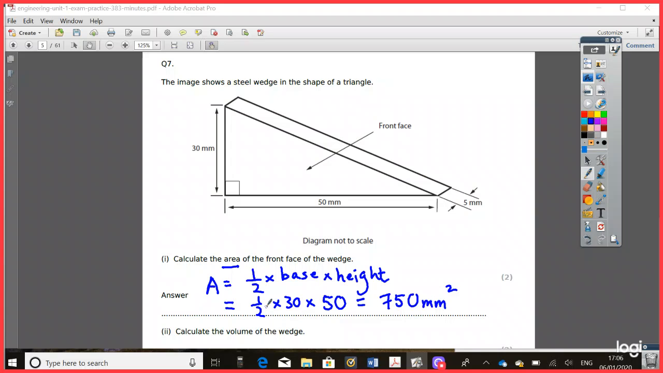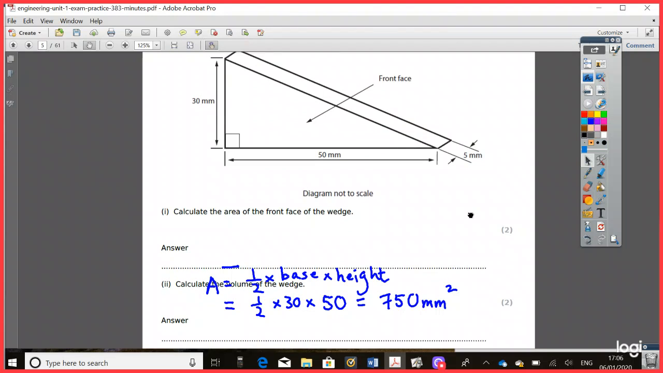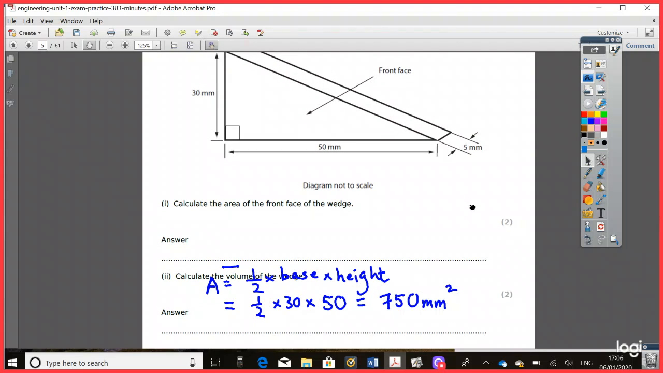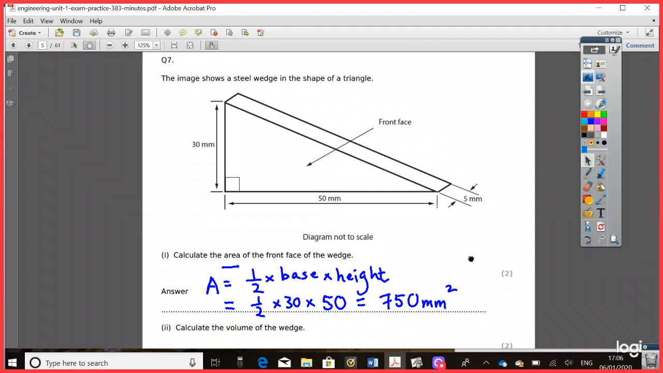Let me just double check. Yeah, that's it. Okay, so the next thing they ask is, what is the volume of the wedge? So the volume, let me give you some reminder.